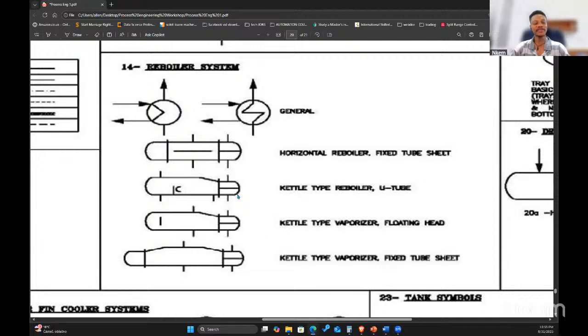Reboilers are for cooking. For example, you have your distillation column, and then at the bottom of the distillation column, you have a reboiler that's going to supply heat to the distillation column.